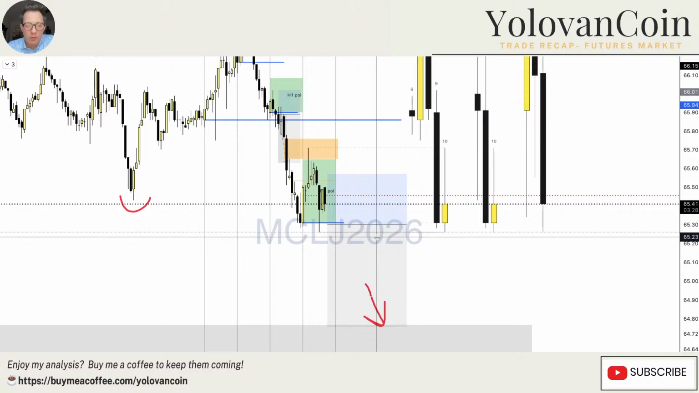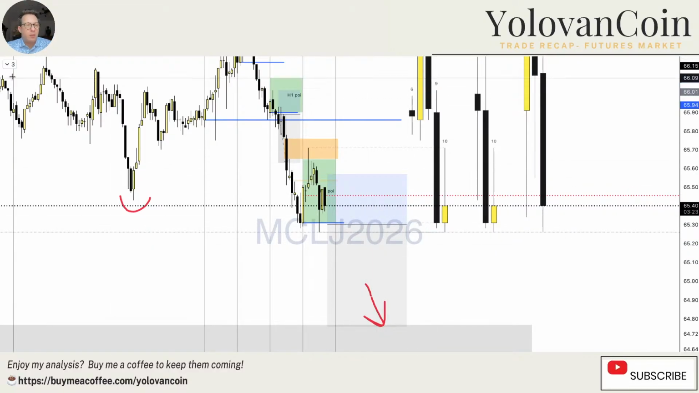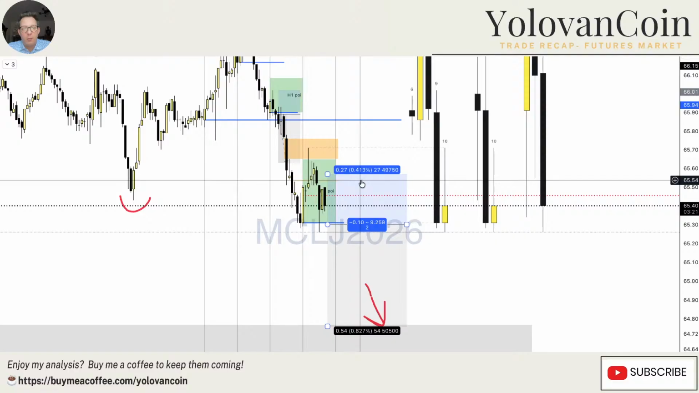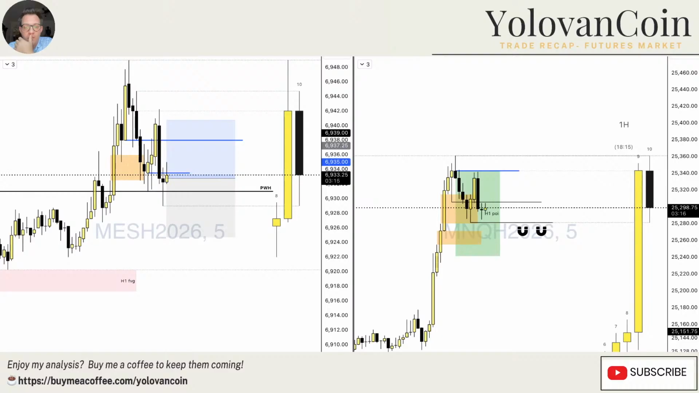Let's go, crude oil. So one micro is $27 with this stop loss. I go with the half risk right now, so I'm gonna size down a bit.